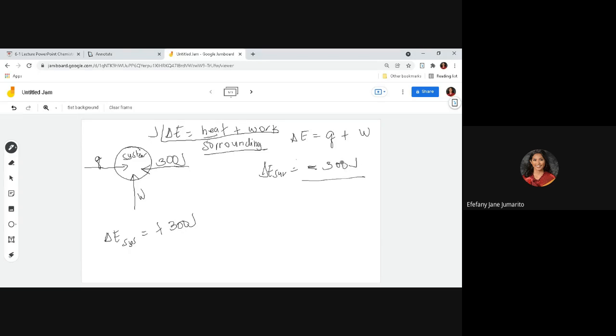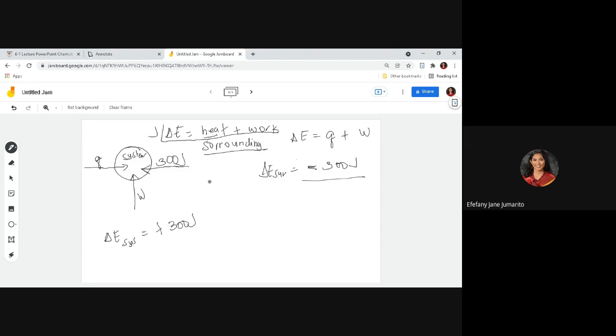That's the first law of thermodynamics. Energy cannot be created nor destroyed, but it can simply be transferred from the surrounding to the system, or from the system to the surrounding.